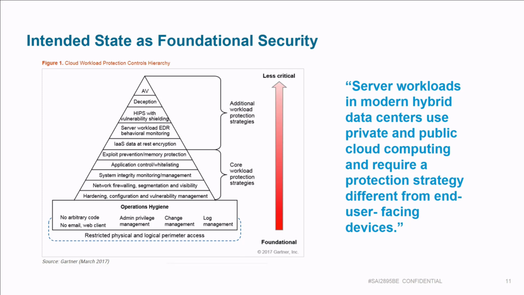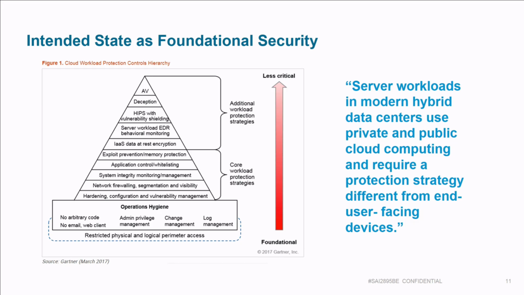So if you look at the bottom end of this pyramid here, you essentially see network segmentation and firewalling, right above vulnerability management, as a core workload protection strategy. We believe very heavily in this at VMware with VMware NSX, which is our core microsegmentation solution for the network. But then, the three rungs above that are system integrity monitoring, application control and whitelisting, and exploit prevention. And these are all things that VMware AppDefense provides. So these are foundational security elements that we believe round out the microsegmentation story inside your data center in order to deliver these core workload protection strategies that Gartner describes.